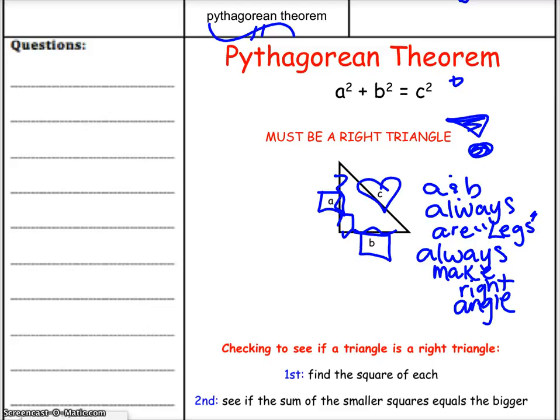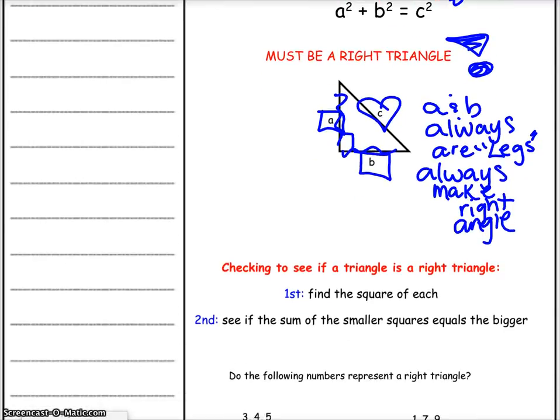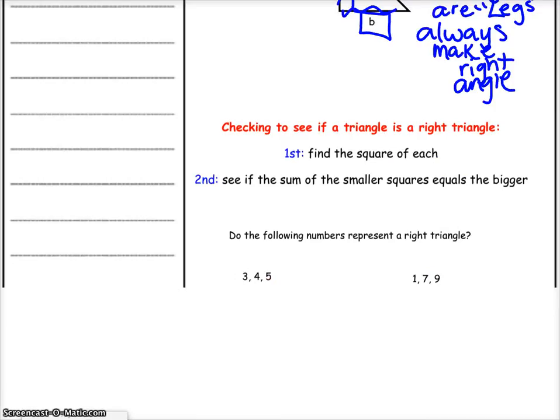So we can do the converse. Converse means backwards, working backwards. If I give you 3 dimensions, I say do these dimensions create a right triangle. Can I make a right triangle out of the dimensions given? You cannot make a right triangle unless it satisfies the Pythagorean theorem. A squared plus B squared must be C squared.